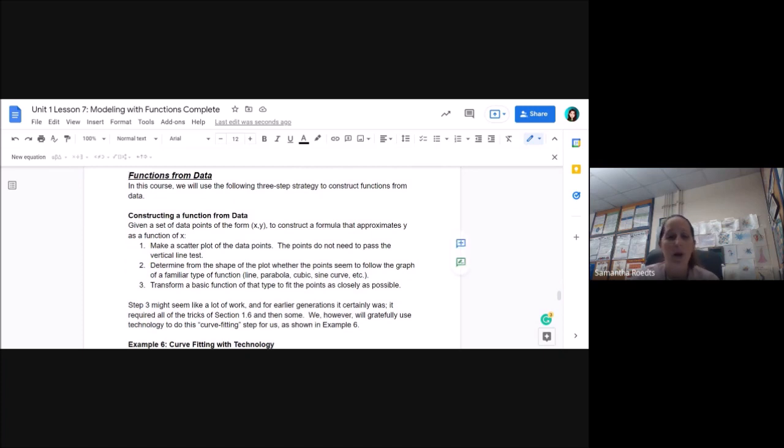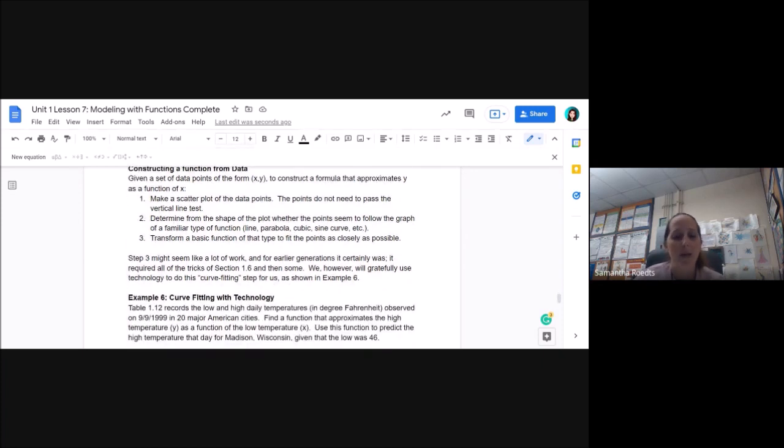Determine from the shape of the plot whether the points seem to follow the graph of a familiar type of function. It's a line, a parabola, a cubic, a quadratic, a sine curve, anything along those lines. So you're looking for a graph that kind of looks familiar to you. Transform a basic function of that type of graph to best fit the points as closely as possible.